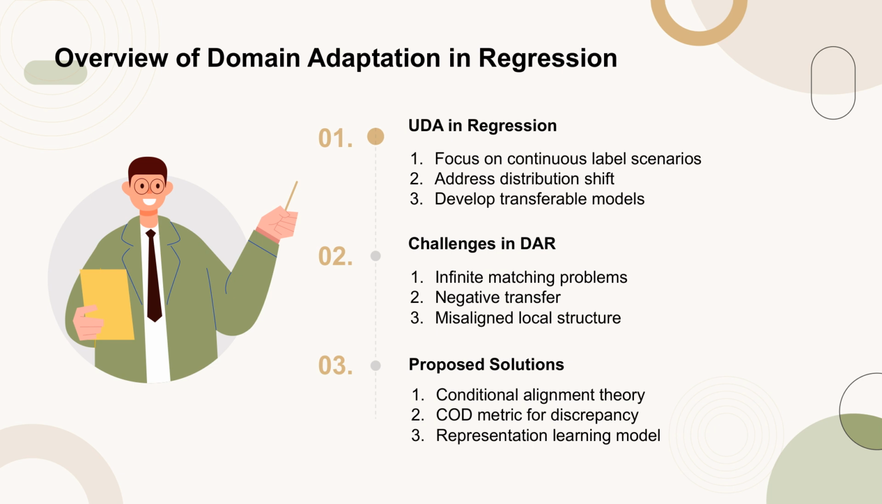These include the infinite matching problems due to the continuous nature of labels, the risk of negative transfer, and the misalignment of local structures. To tackle these issues, the authors propose a theoretical framework for conditional alignment and introduce a novel metric called conditional operator discrepancy, COD, to measure distribution discrepancy. Additionally, a representation learning model is developed to enhance the discriminability of task-related knowledge during transfer.